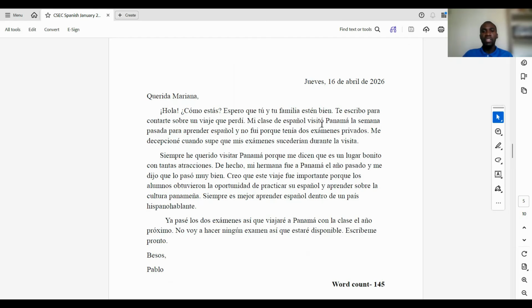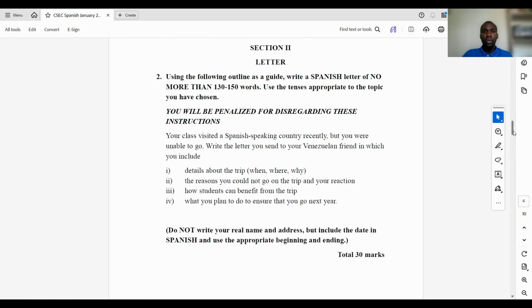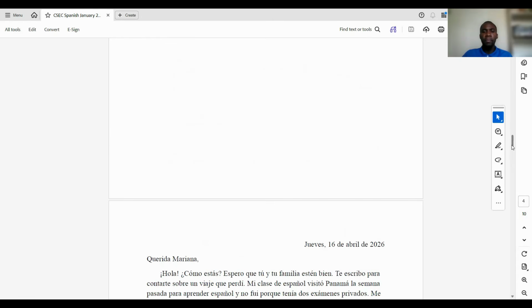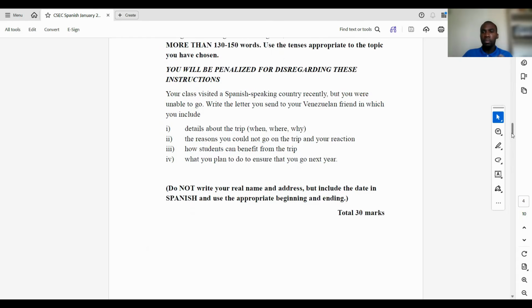Mi clase de español visitó Panamá la semana pasada para aprender español. Y no fui porque tenía 2 exámenes privados. So my Spanish class visited Panama last week to learn Spanish, and I did not go because I had 2 private exams. So that responds to the first cue, in which it talks about when. So when is going to be last week. Where, obviously, to Panama, and the why is going to be to learn Spanish, para aprender español. So we have responded to the first cue, which would have comprised details of the trip.